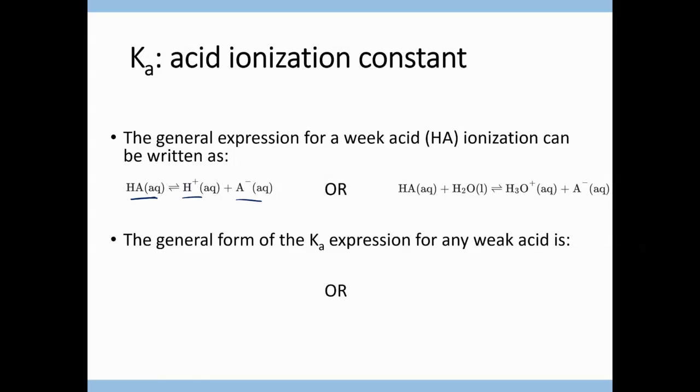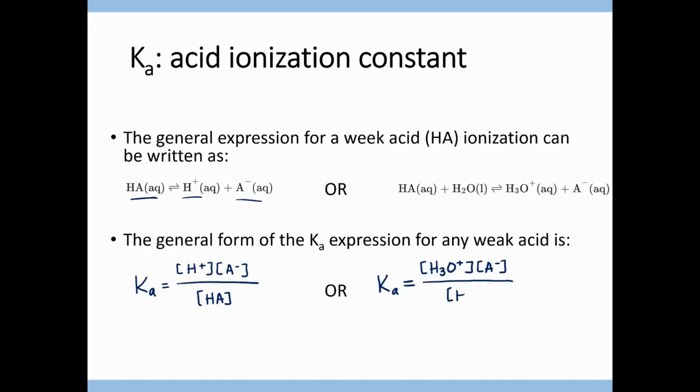So for any weak acid, the Ka is H+ times A- over HA, or H3O+ times A- over HA. The only difference between these is if we're using H3O+ or H+, but remember they're interchangeable in our class, so either one works.